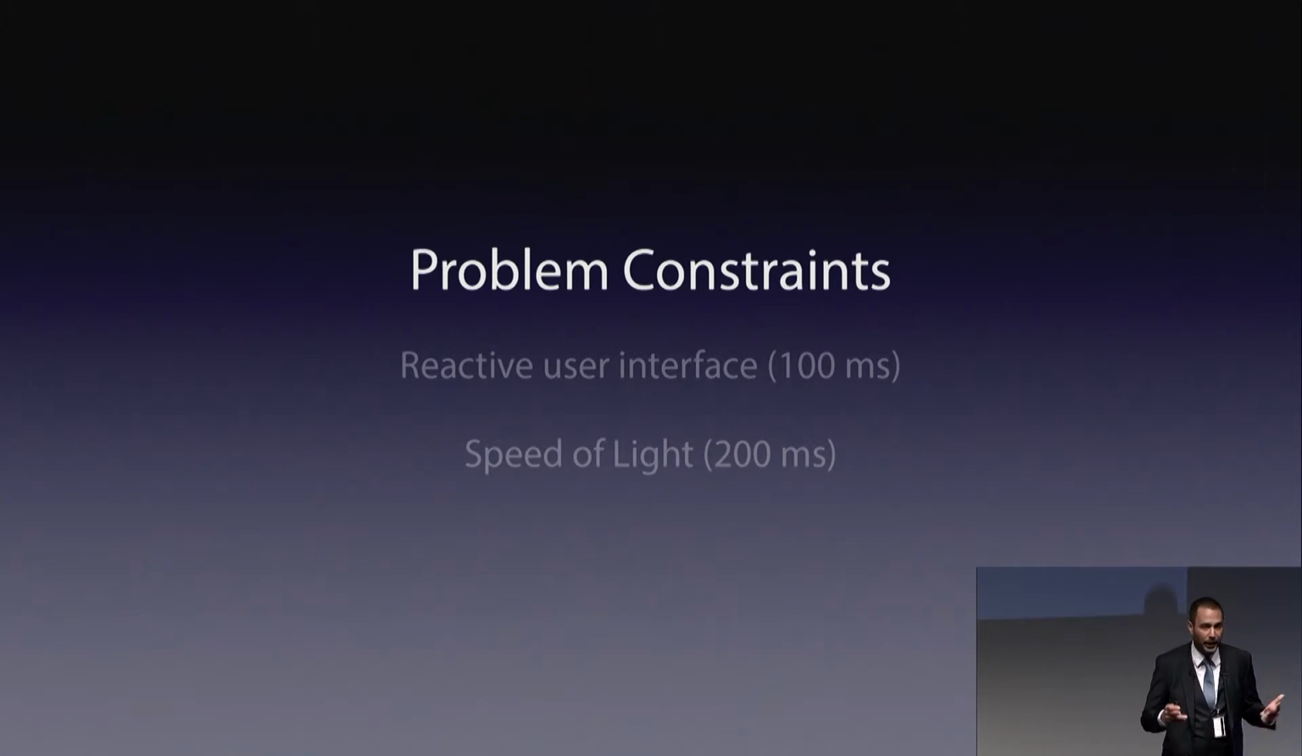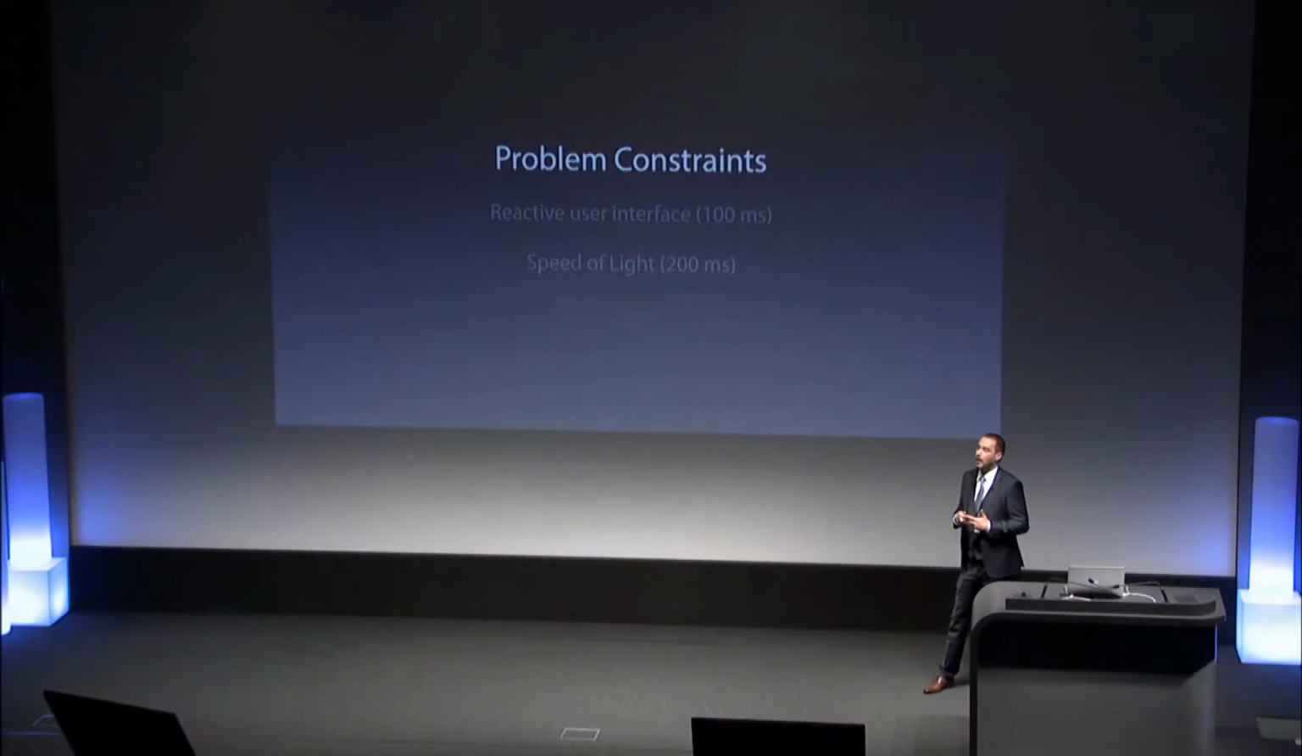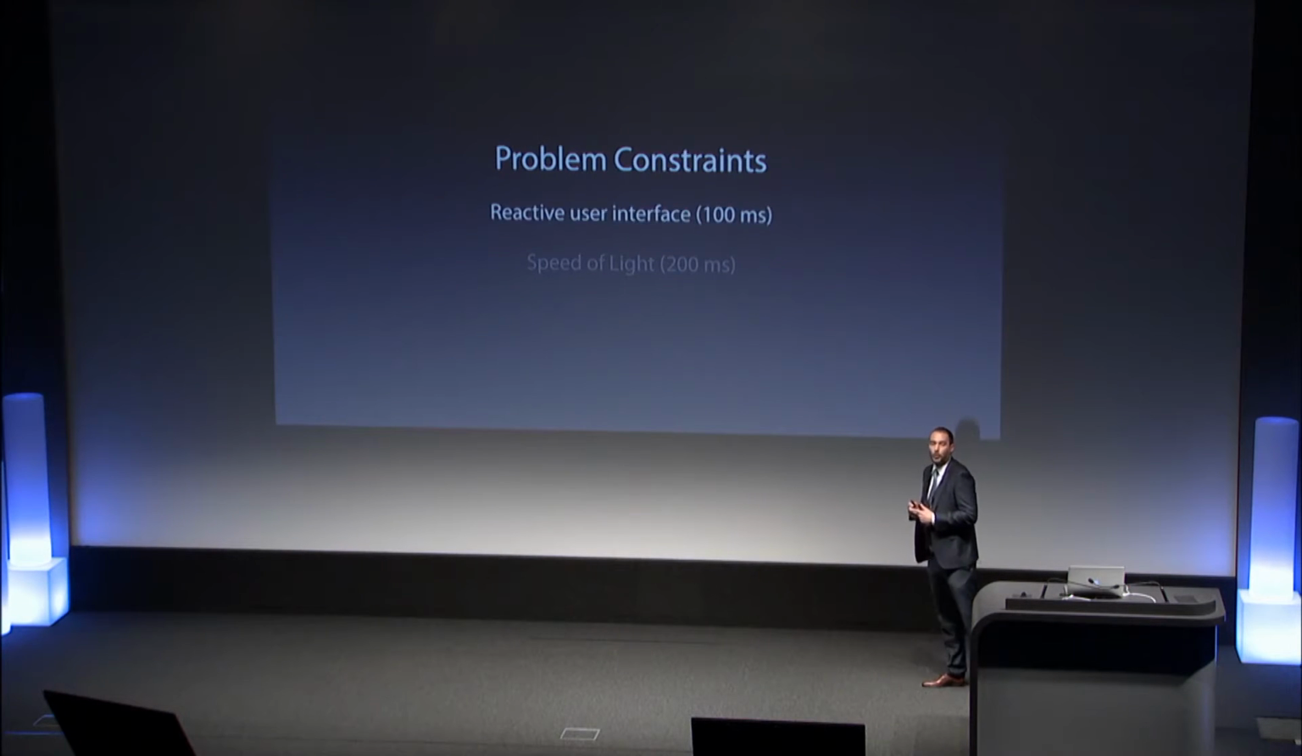This is a way to model the problem, and now we obviously have problem constraints. The first problem we have is that we want a reactive user interface. What does it mean? It means that if I edit the documents, I probably don't want to wait for 1 second before seeing the result of my edits. I want it to be reactive. And typically we want this to happen in around or less than 100 milliseconds.